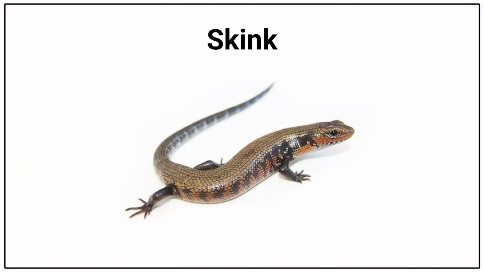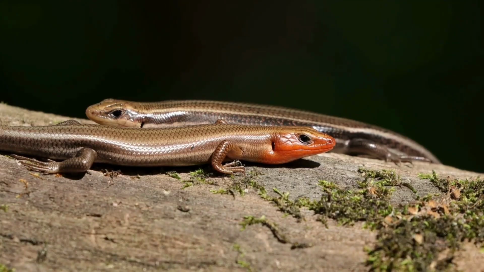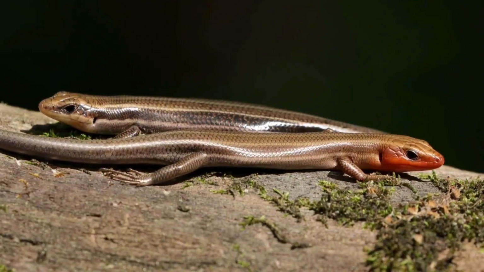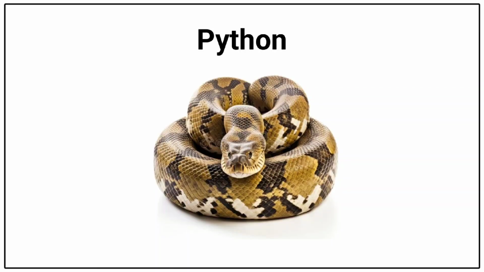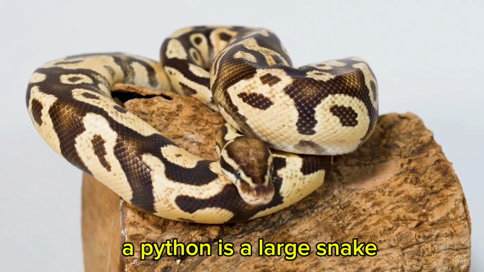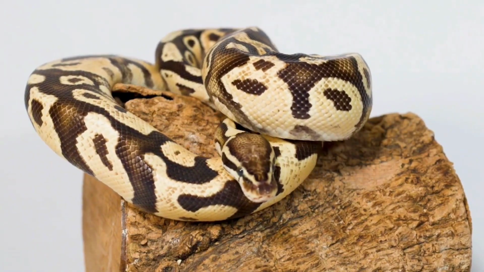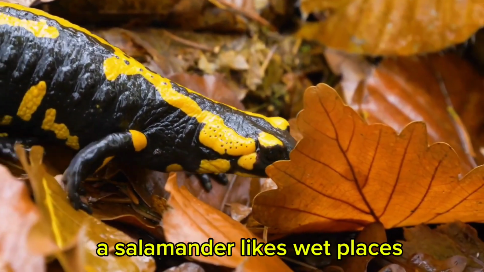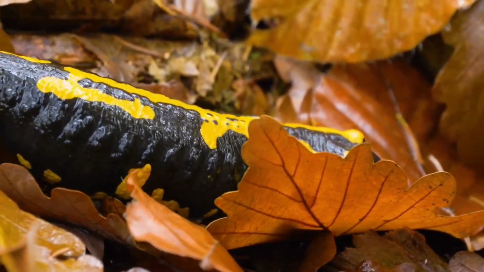Skink. A skink has smooth skin. Python. A python is a large snake. Salamander. A salamander likes wet places.